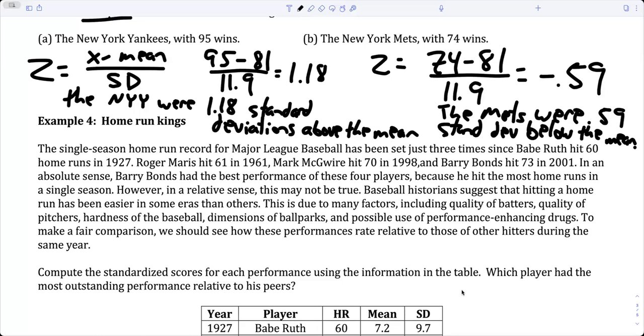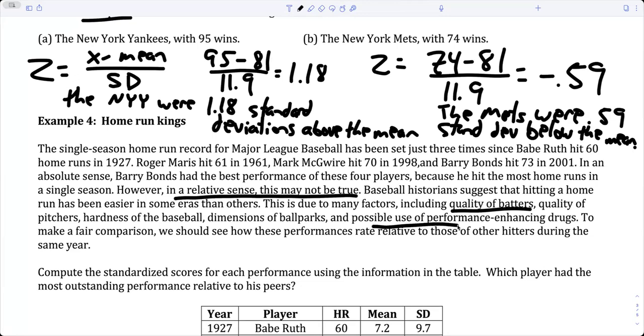Let's go on. In an absolute sense, Barry Bonds had the best performance of these 4 players because he hit the most home runs in a single season. However, in a relative sense, this may not be true. Baseball historians suggest that hitting a home run has been easier in some eras than others. This is due to many factors, including the quality of the batters, the quality of the pitchers, the hardness of the baseball, dimensions of the ballpark, and possible use of performance-enhancing drugs.